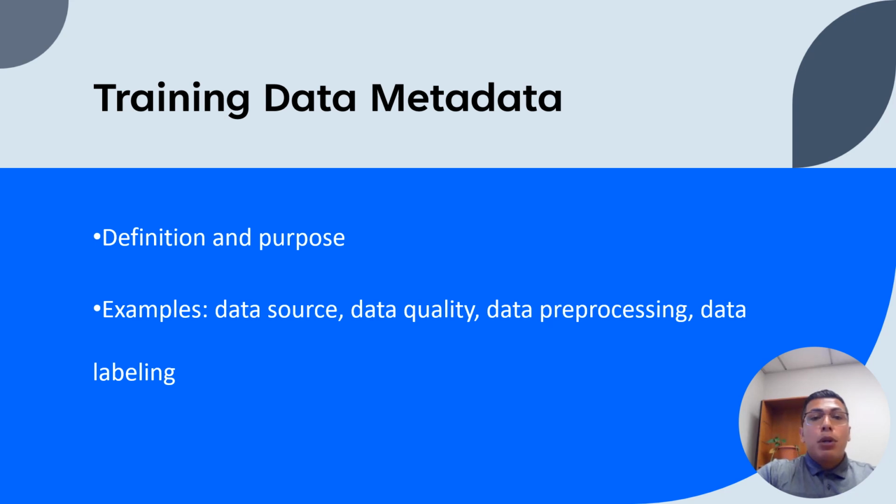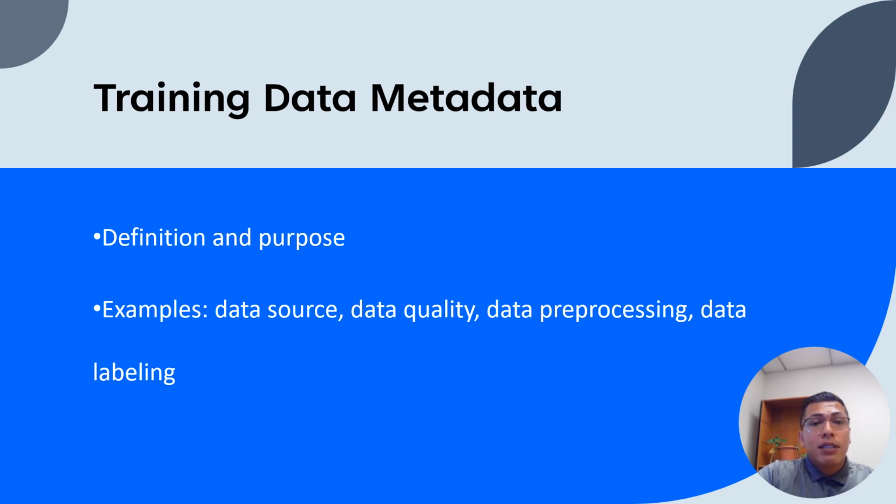Information about any pre-processing steps applied to the data, such as normalization, scaling, and transformation. This metadata helps to ensure consistency across different data sets and provides a record of the data processing pipeline, which is essential for reproducibility. There's also data labeling.